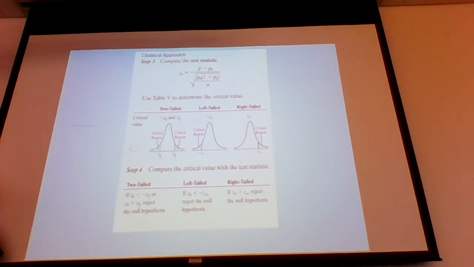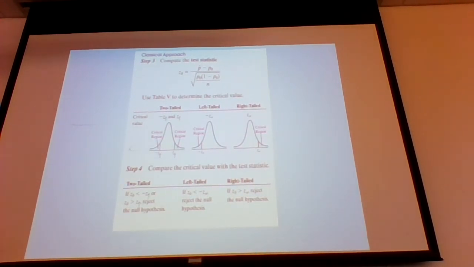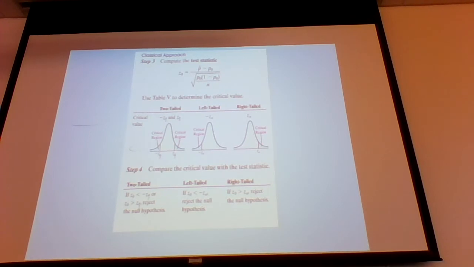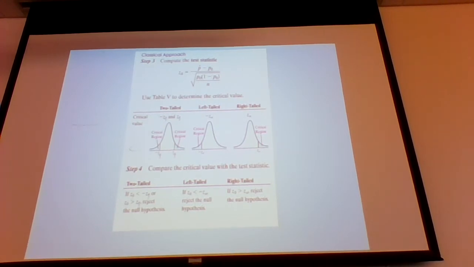That's what it says. And the alpha value is either alpha or alpha divided by 2. Either way. And the alpha was the type 1 error. The type 1 error is correct. And that's usually given in the problem. It's usually stated in the problem.